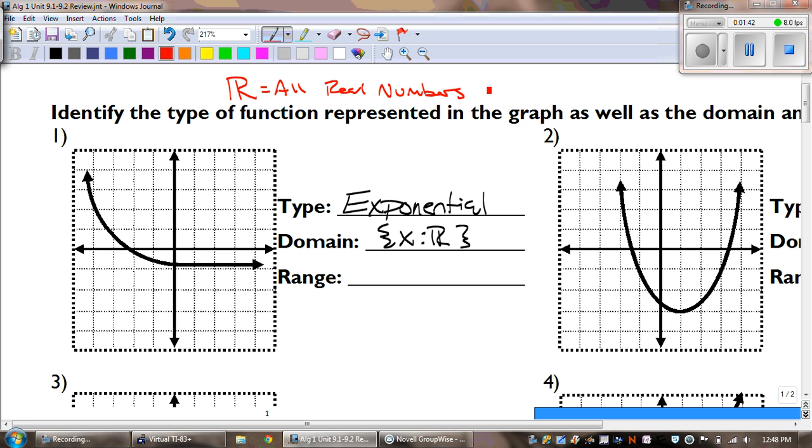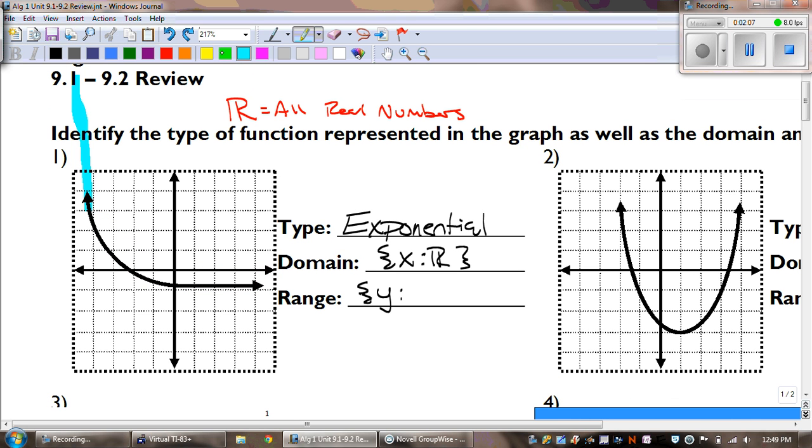Okay, now let's talk about the range. The range is our y values. Now, there's no specific start or stop, and I can see that it goes up and up and up and up. But as it gets lower, it looks like it keeps getting closer, but it never quite touches -1. Okay? So what that means is y has to be greater than -1, not equal, but greater than -1.